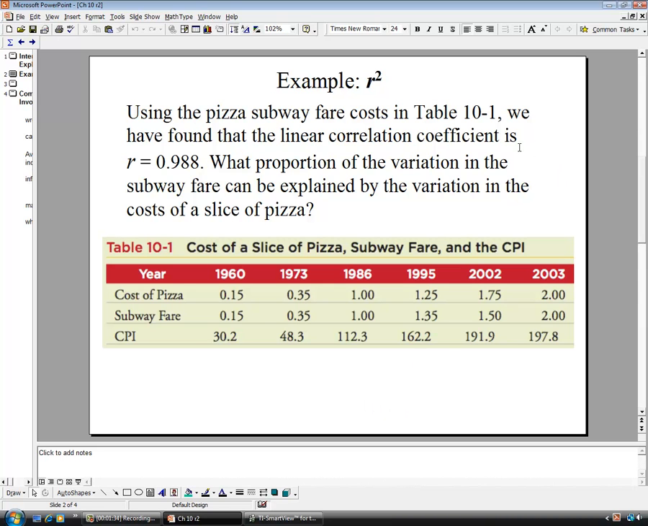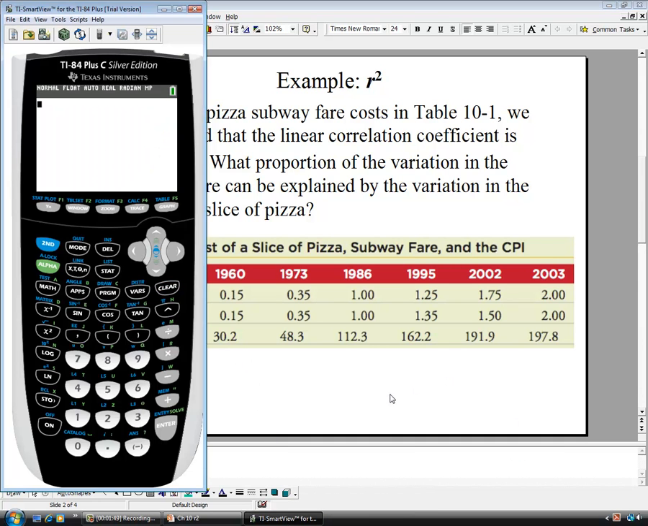The correlation coefficient is found to be 0.988. So what proportion of variation can we find in the model? We simply have to square this 0.988. Now how we calculate that 0.988 as well as the actual value of r squared I'll show you now.